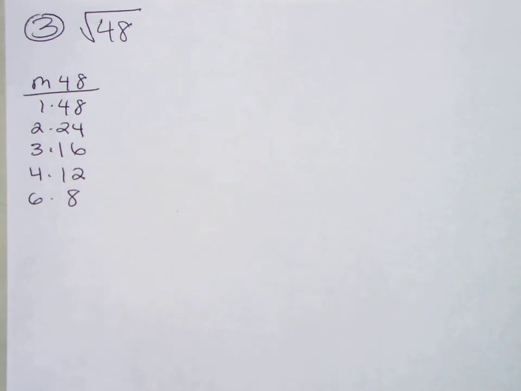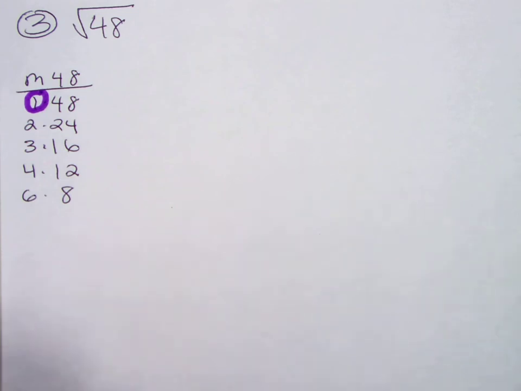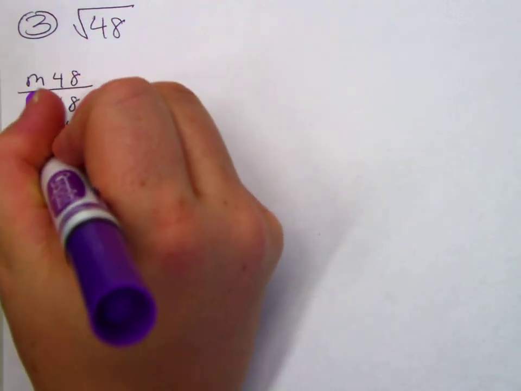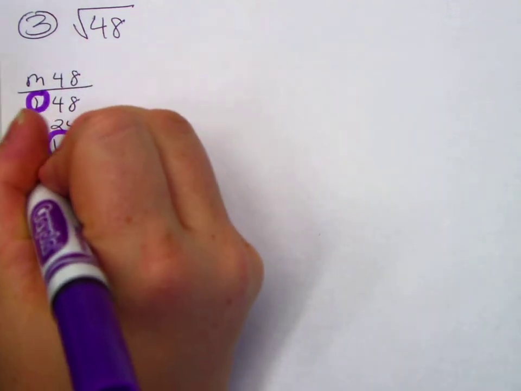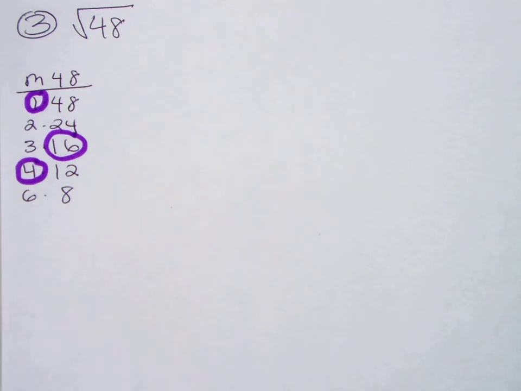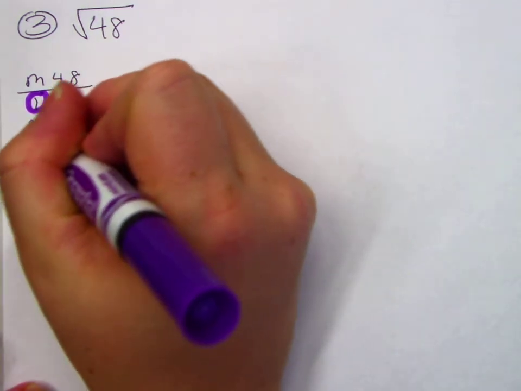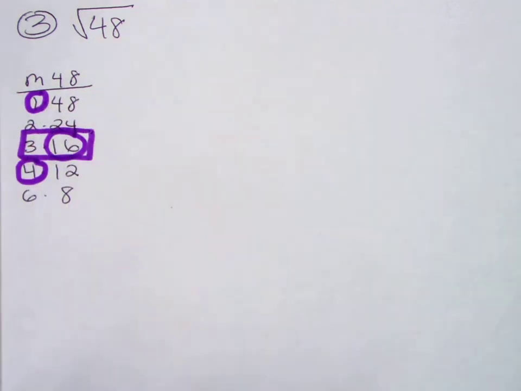Now, circle every perfect square you see. Literally go through each number. Is this a perfect square? Is 1 a perfect square? Yes. Is 48? No. 2, 24, 3, 16, 4, and now we're done. So which is the biggest of those 3? 16. Be careful with 16. That's the one a lot of students mess up.